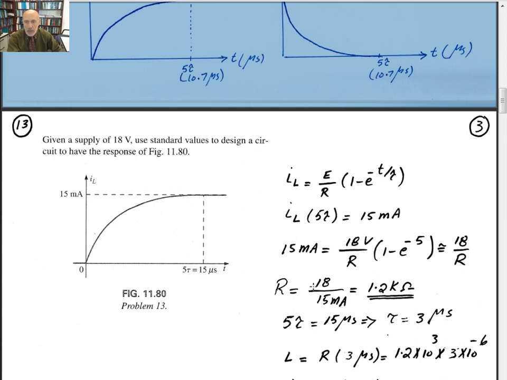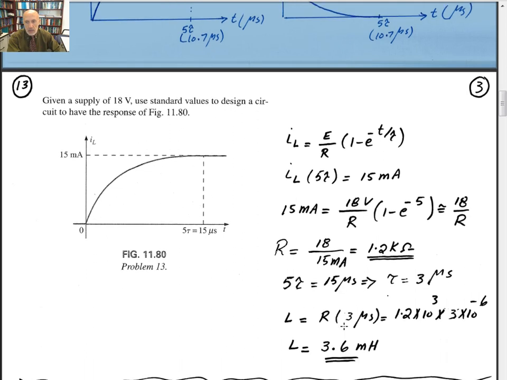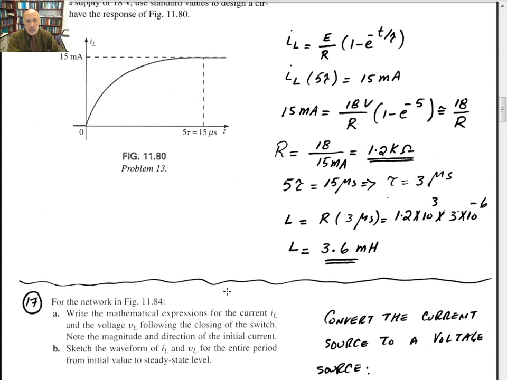So R would be equal to 18 divided by 15 milliamps. That gives you 1.2 kilo ohms. 5-time constant is equal to 15 microseconds, so 1-time constant is 3 microseconds. Time constant is equal to L divided by R, so L would be R times the time constant. We calculated R as 1.2K, time constant 3 microseconds. If you simplify that, it gives you 3.6 millihenry. And those are standard values.